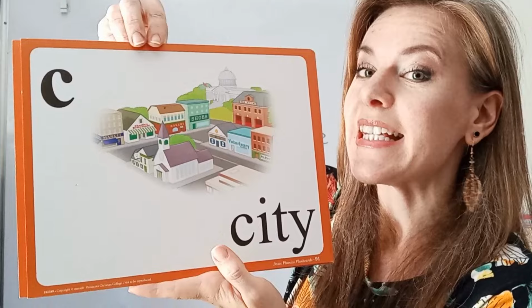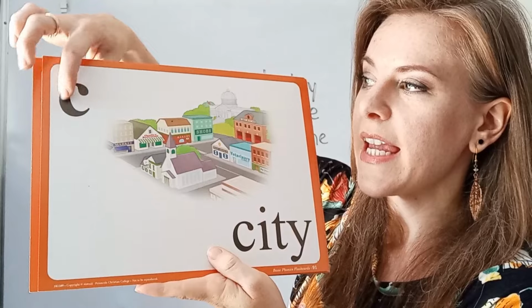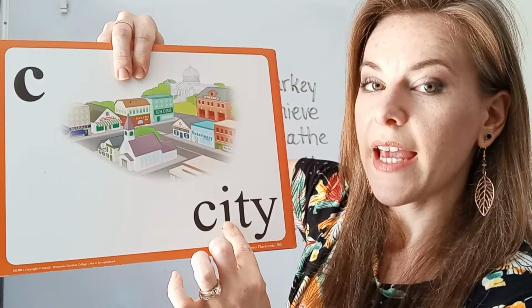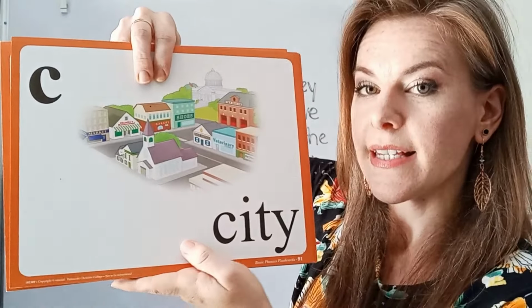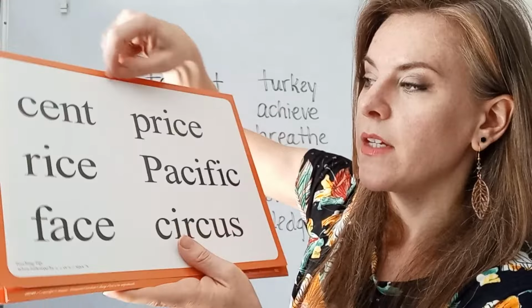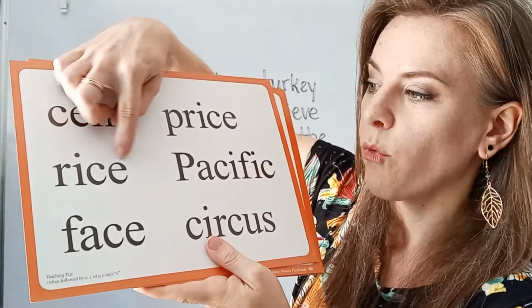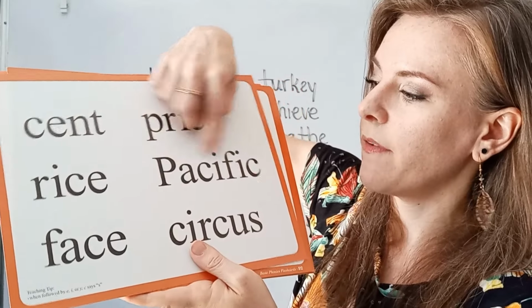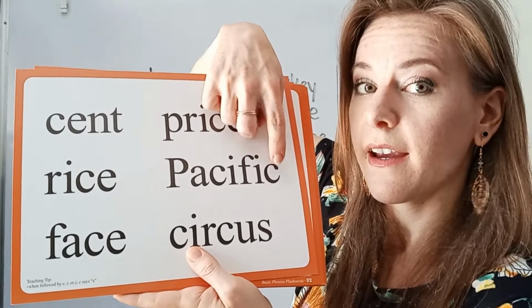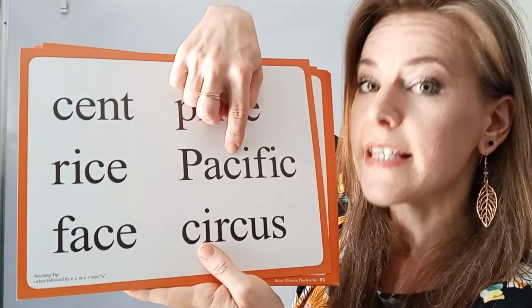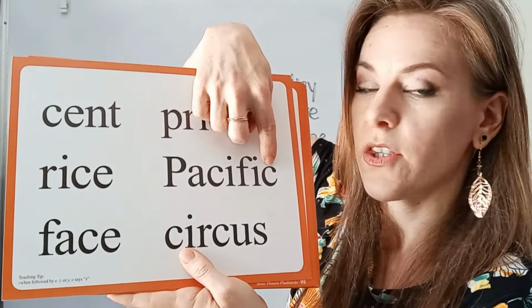Then we have the C in city. Now this is a C, and normally it says K, but when the C is followed by an I, an E, or a Y, it makes the S sound. S, in city. So here's an E: scent, price, another E: rice. Pacific, right here is the I. So this C says S because there is an I after it. This one says K because there's no I after it.